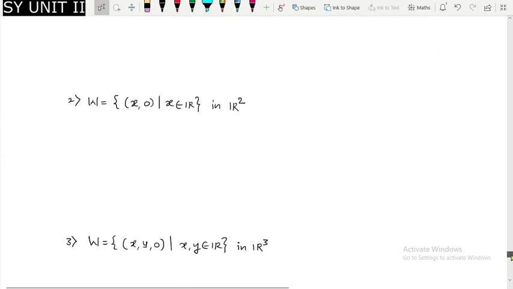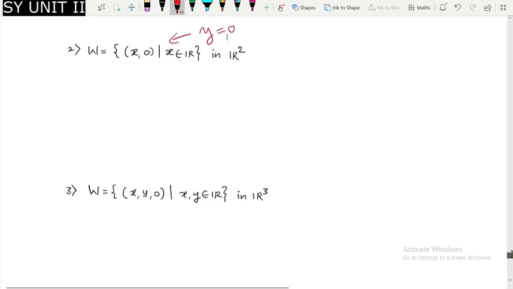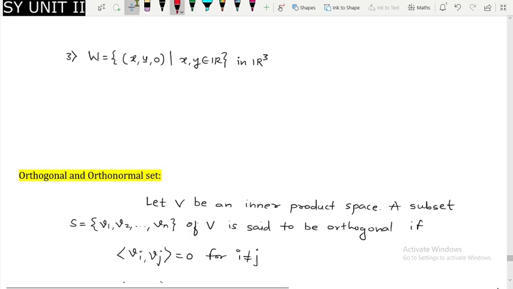Now I leave this second example for homework. So geometrically, what is this W over here? It is the line y is equal to 0, which is a famous line. It is the x-axis, right? So our expected answer is that our W perp over here should be the y-axis. So that you can do. So directly I will move towards the third example.